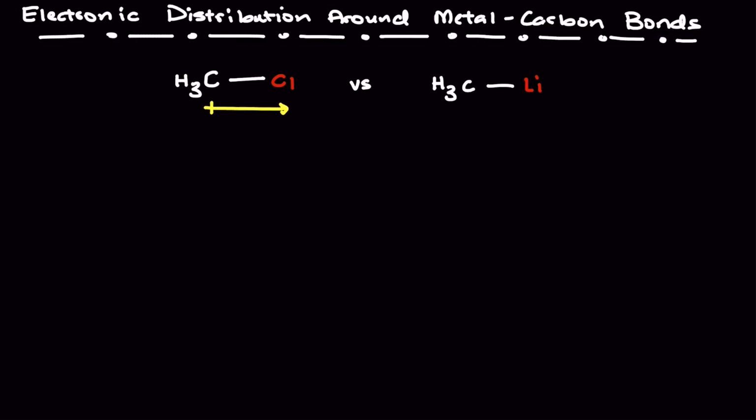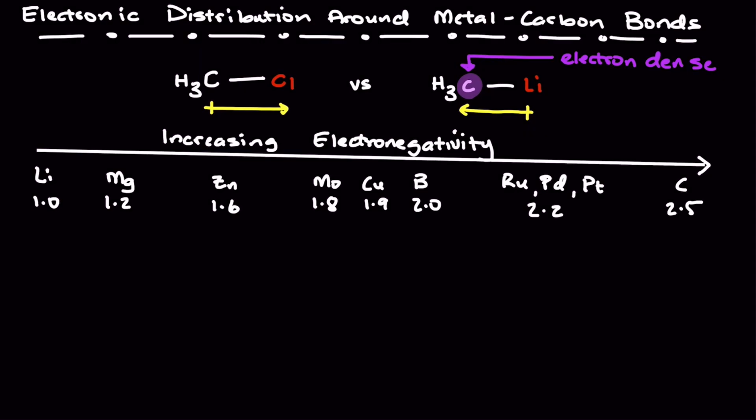Now let's compare this to a carbon-lithium bond. The electronic distribution around the carbon-lithium bond is the reverse of a carbon-chlorine bond because the lithium is less electronegative than the carbon, and so electron distribution actually goes towards the carbon in this case. And so as opposed to the methyl chloride, in the organolithium compound, the carbon that is bonded to the lithium is electron dense.